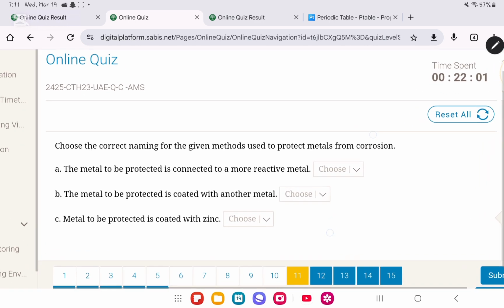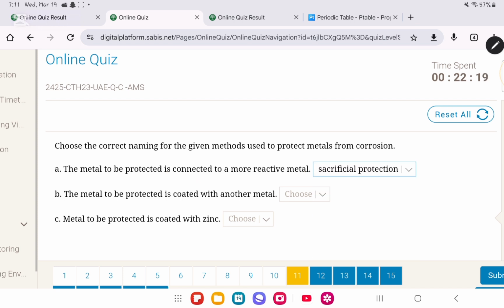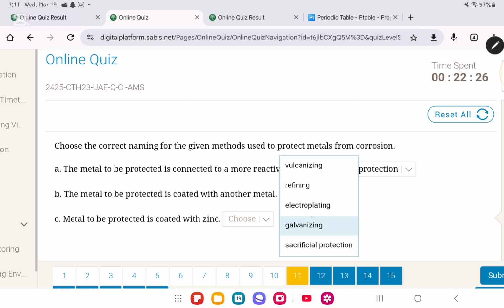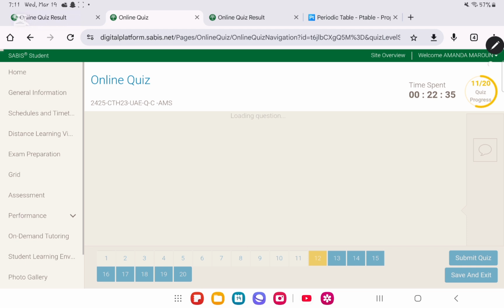Here we need to know which one protects the metals from corrosion. The metal to be protected is connected to a more reactive metal. When it is connected to a more reactive metal, this is sacrificial protection. So always look for the key words: connected to a more reactive metal, sacrificial protection. When it is coated with another metal, this is electroplating. And finally, when it is coated with zinc, this is called galvanizing. We move on to question number 12.